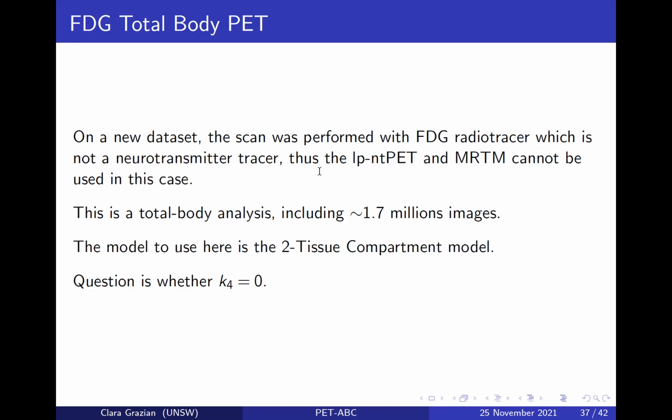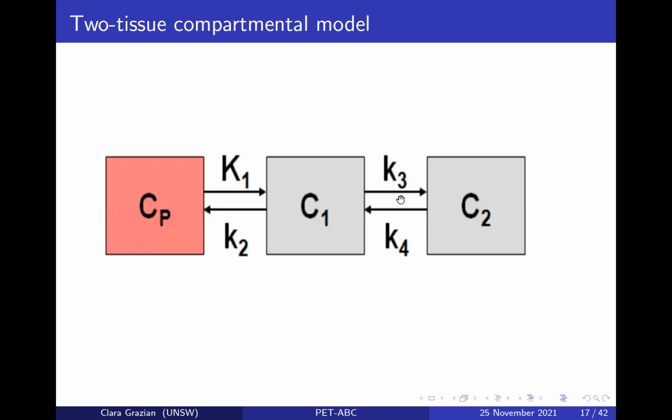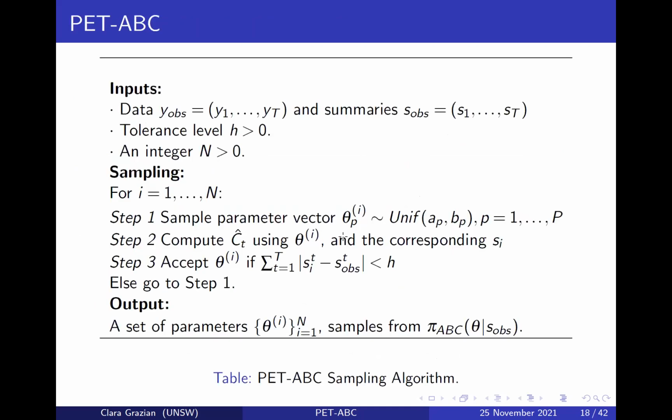The model of interest for the researchers was a comparison between a two tissue compartment model, as I presented at the beginning, this one, or a two tissue compartment model where K4 was equal to 0. So we assume that there could be a flux from tissue 1 to tissue 2, but not from tissue 2 to tissue 1. And this is a representation that is more informative in this case in terms of cancer detection.